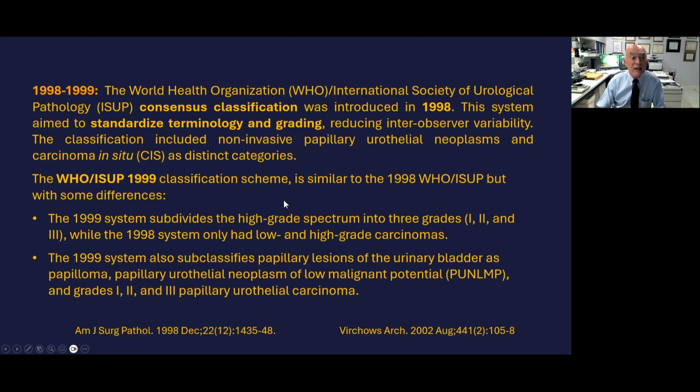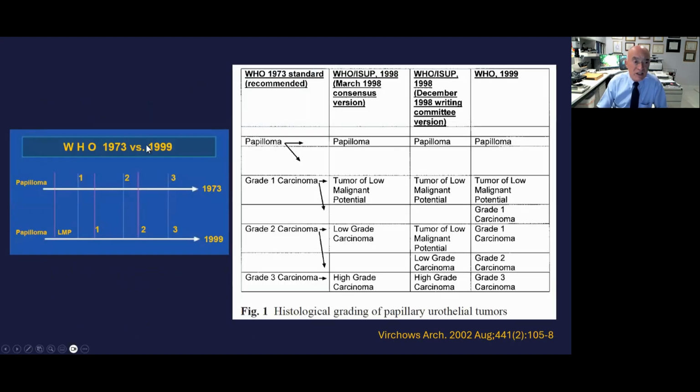It was in 1998 that, again, the WHO, in association with the International Society of Urological Pathology, did the first consensus classification, and then this classification was reviewed in 1999. What they did first was get rid of the 3 grades in the tumors, 1, 2, 3, and just call them low-grade and high-grade carcinomas. But in 1999, they changed their mind and went back to the 3 grade system, 1, 2, and 3 papillary urothelial carcinoma. Anyway, this is just to see how the evolution of these gradings came from 1973 to 1999, in the different stages of classification, 73, 98, and 99, and also the different ways that they changed the concepts for the classification of high-grade and low-grade tumors.